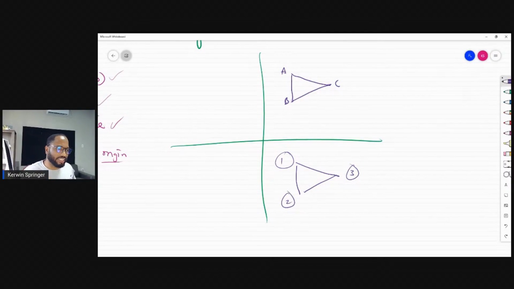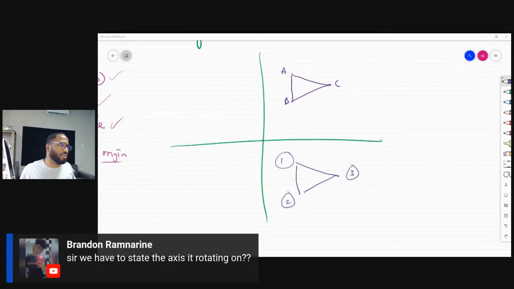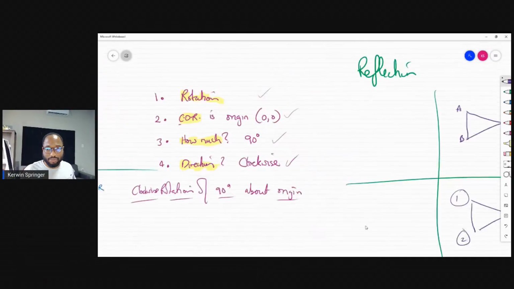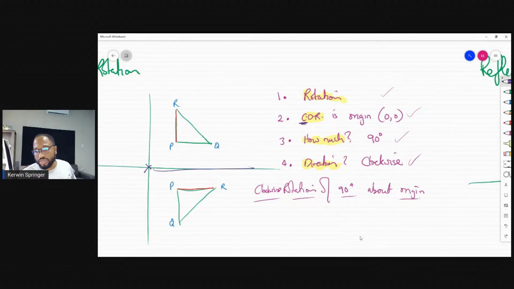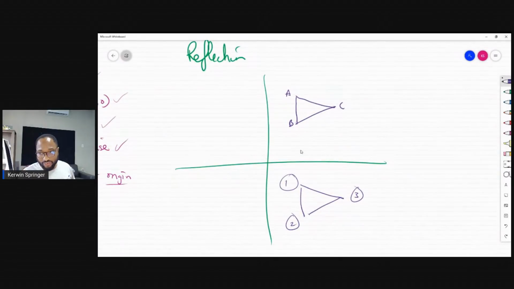Somebody is asking if you need to state the axis you're rotating on. If you're rotating on an axis, you'll make a 3D object. That is Additional Math, that is integration. For example, if this triangle rotates about the axis here, it's going to form a kind of triangular ring, but I can't even draw it. That is going to form a 3D object. So you don't rotate about an axis in CXC maths, you rotate about a point, the center of rotation, right? So don't mix up those words. If you reflect, you can reflect on an axis.